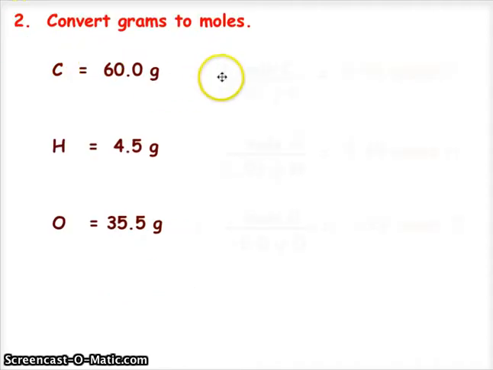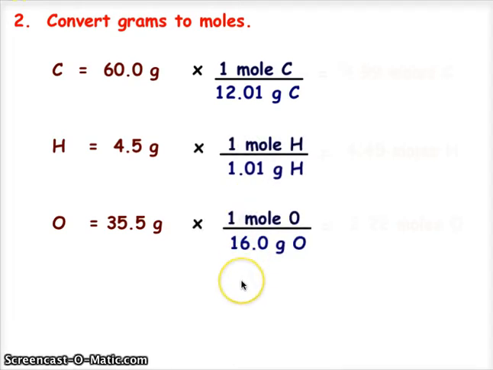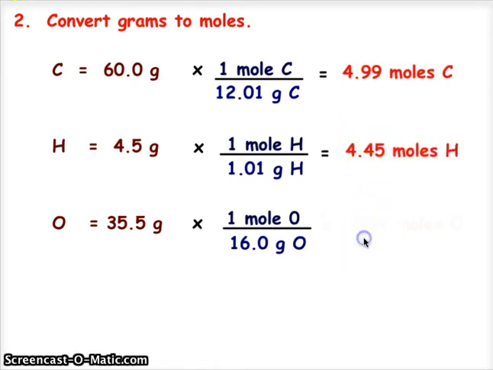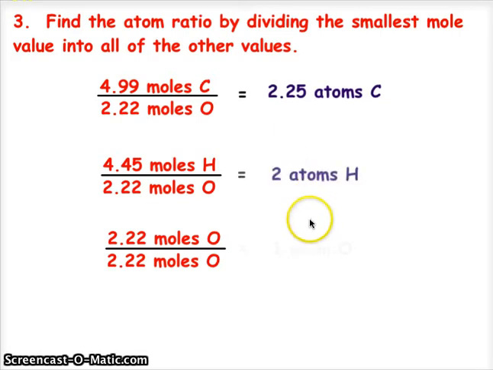Next, we're going to take those gram values and multiply them by the given conversion factors to convert grams to moles, and in this case we're going to get 4.99 moles of carbon, 4.45 moles of hydrogen, and 2.2 moles of oxygen. Now we're going to divide the smallest value, which is the oxygen, into each of the values, and that will give us this setup here. And when we do 4.99 divided by 2.22, we get a value of 2.25 atoms of carbon, 2 atoms of hydrogen, and 1 atom of oxygen.